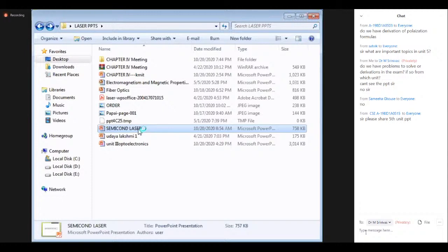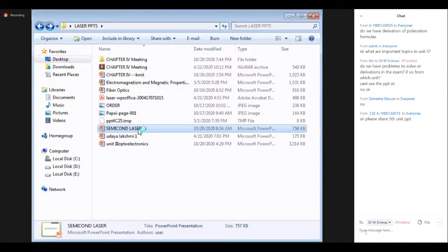We don't arrange the mirrors. We just polish the ends of the semiconductor, and one end will be completely polished, the other end is partially polished. So one will become a fully silvered mirror, the other will become a partially silvered mirror. Now, there are two types of semiconductor lasers. One is called homogeneous semiconductor laser, the other is called heterogeneous semiconductor laser.